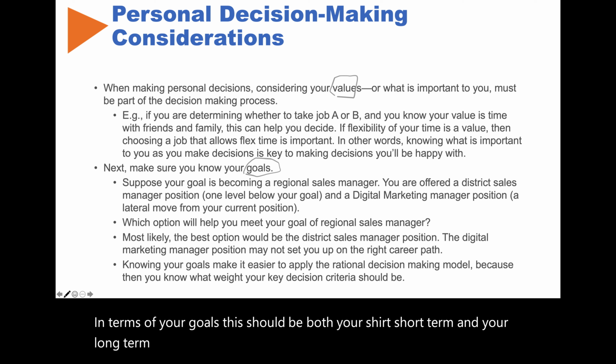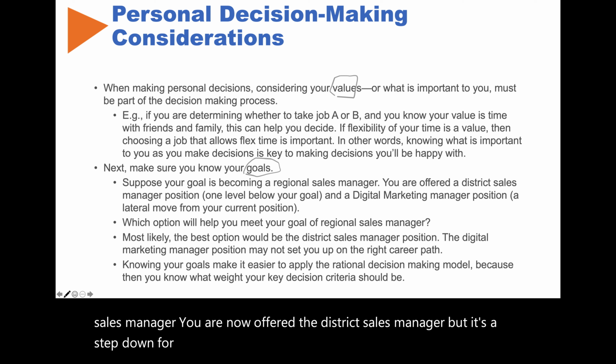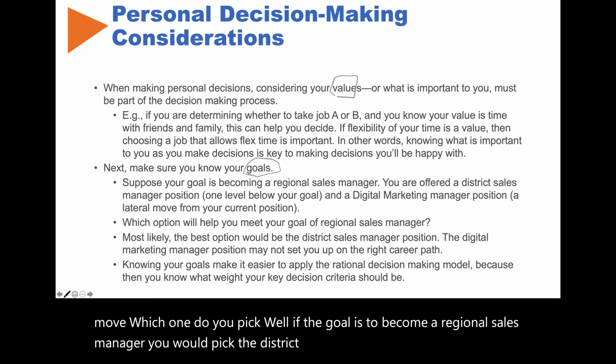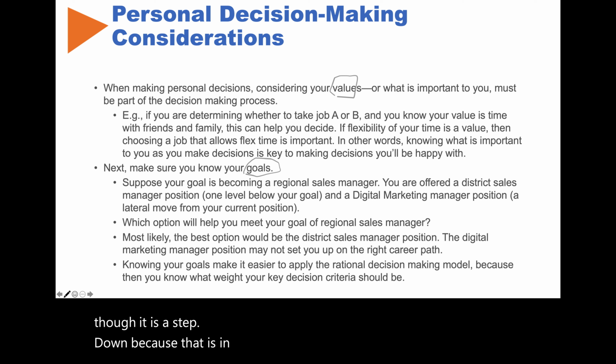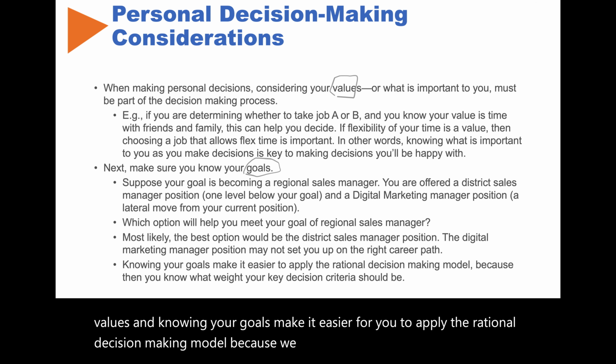And the example here is your goal is to become a regional sales manager. You are now offered the district sales manager, but it's a step down for you. Or a digital marketing manager, which would be a lateral move. Which one do you pick? Well, if the goal is to become a regional sales manager, you would pick the district sales manager, even though it is a step down, because that is in the direction that you want to go. So knowing your values and knowing your goals make it easier for you to apply the rational decision-making model, because we know where we are headed.